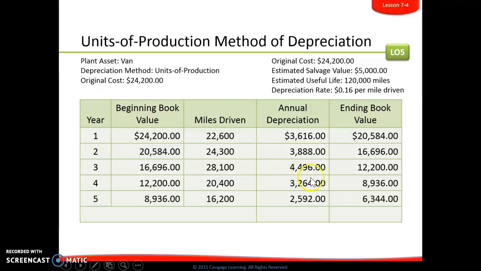So what we're going to look at here is each year how many miles we drove. In that first year, we see that we drove 22,600. We're going to multiply that 22,600 times 16 cents per mile to get the depreciation for that year. And that's how we figured out the depreciation for each of those years.